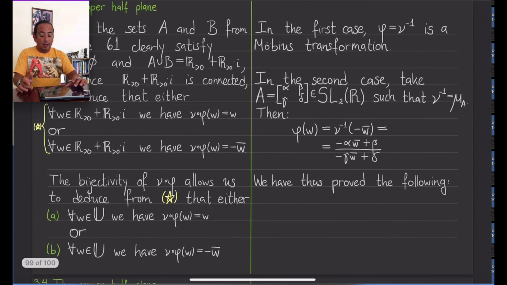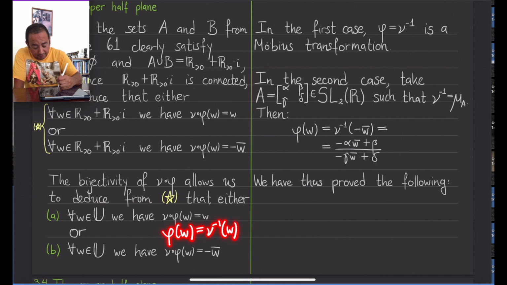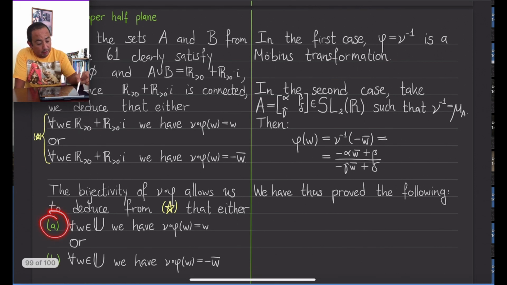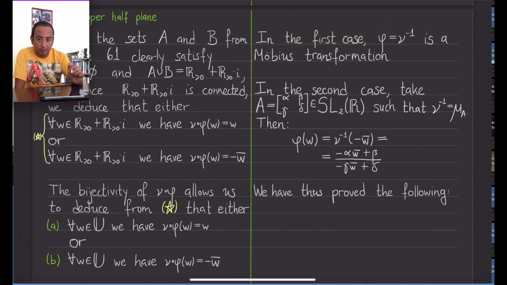Okay, and now I'm in the position I wanted to be, because now I see that, for instance, if this is the case, then I know that for all W in the upper half plane, phi of W is nu inverse of W, which means that in that case phi is just the inverse of nu. But nu was a Mobius transformation. Right? So in this case, I can deduce that phi was necessarily a Mobius transformation.